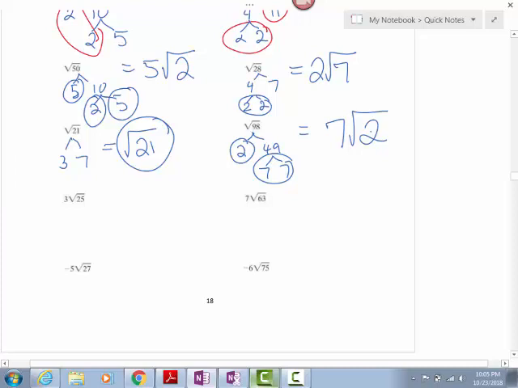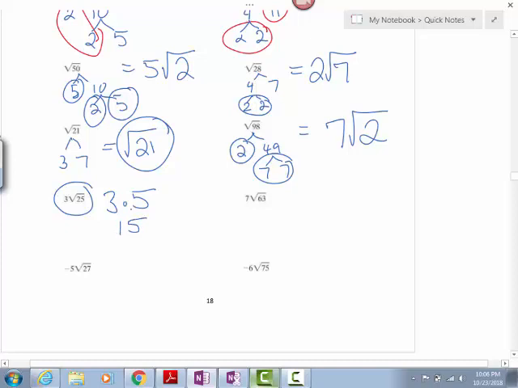Okay. Now, I want you to notice the next 4 problems that I have here. I already have a number out in front. That number out in front is being multiplied. So the way I read this problem, this is telling me 3 times the square root of 25. Well, I already know the square root of 25 is 5, and 3 times 5 is going to give me 15.